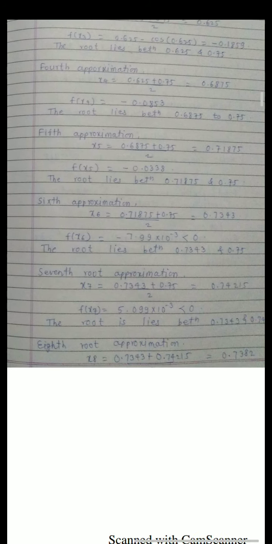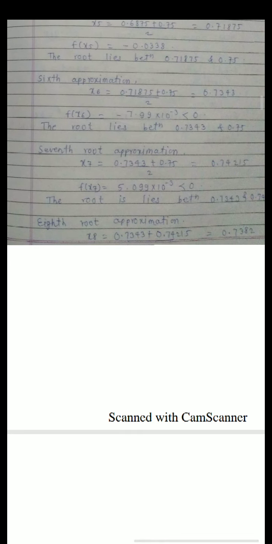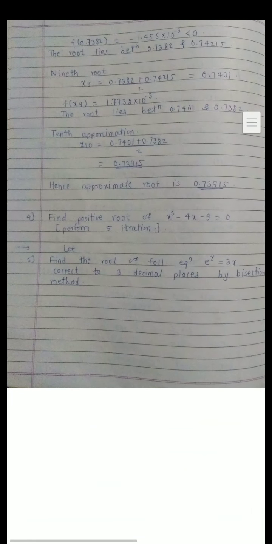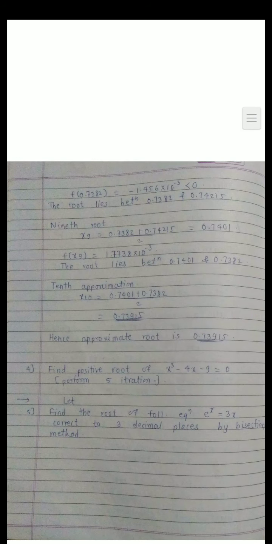Similarly work like this. They have given the target to perform 10 iterations. Up to 10 iterations we have to work, and at the 10th iteration we observe that x10 is equal to 0.73915. This is our approximate root of the given equation x minus cos x, which is a very important example for the exam.